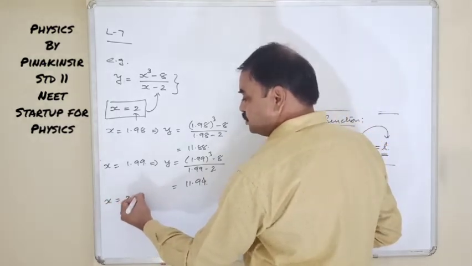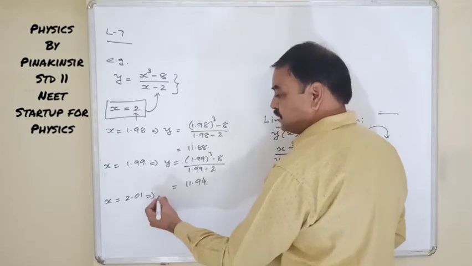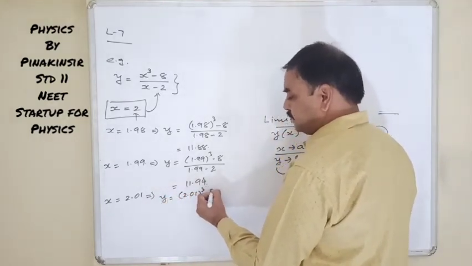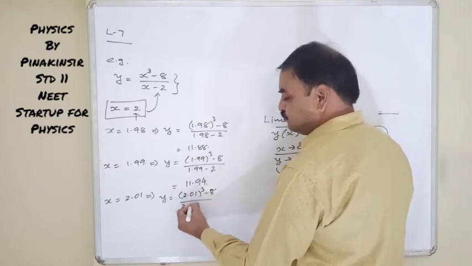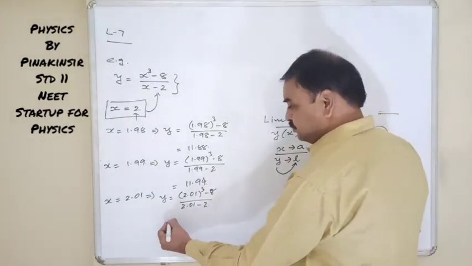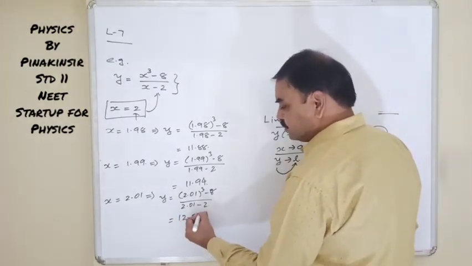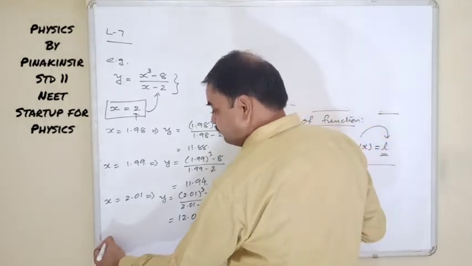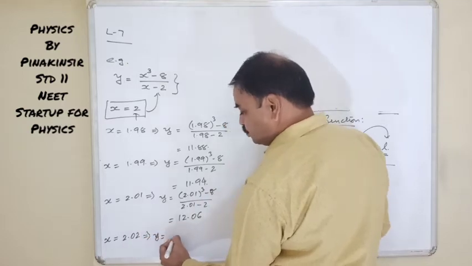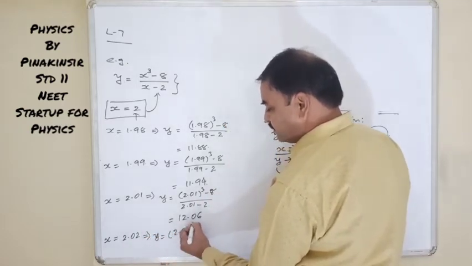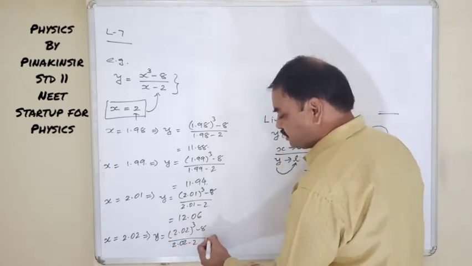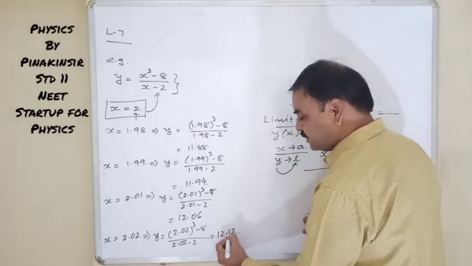If we take 2.01, a slightly greater value than 2, then your y will be equal to 2.01 cube minus 8 divided by 2.01 minus 2. After simplification, you will get 12.06. In the same way, if we take 2.02, then y will be equal to 2.02 cube minus 8 divided by 2.02 minus 2. After simplification, you will get 12.12 here.